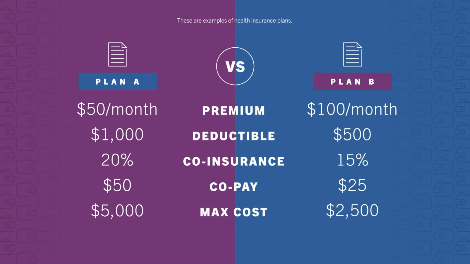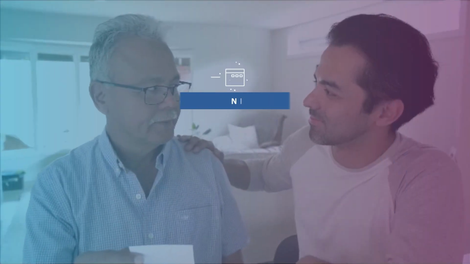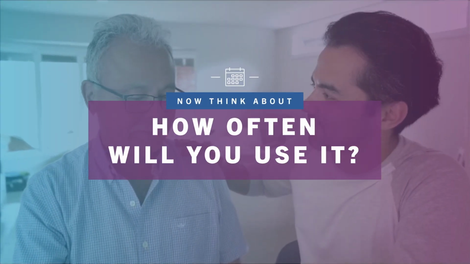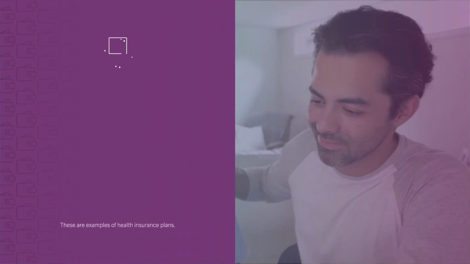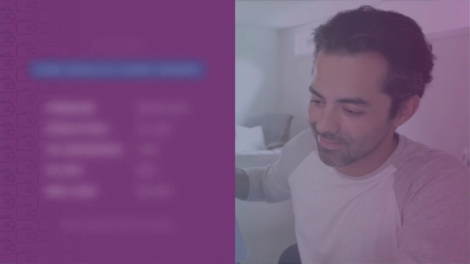Now that Emilio knows all of the basic costs of each plan, he has to think about how often he'll use it. Alejandro points out that the first plan seems to be better for someone who doesn't go to the doctor often during the year. Even though the out-of-pocket costs are higher, someone who doesn't have a lot of healthcare needs won't pay them very often, and they'd be saving money on the monthly payments.